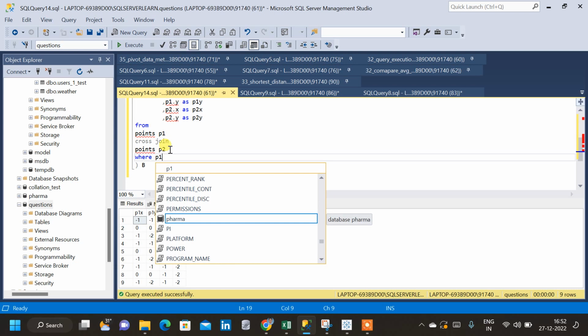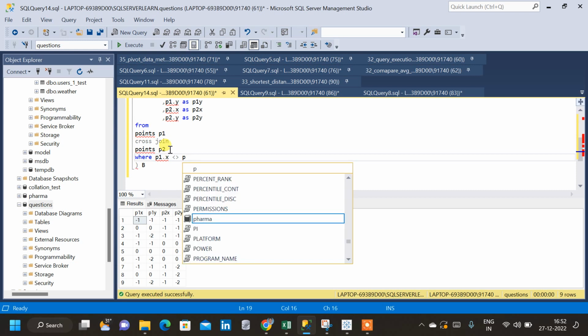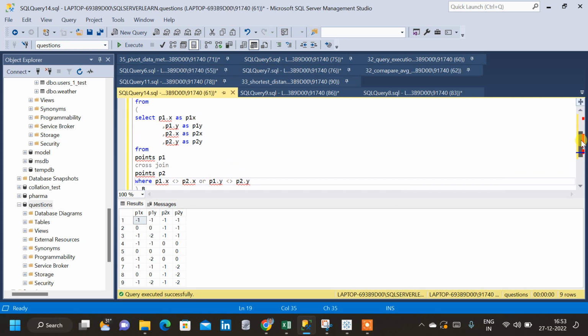p1.x not equal p2.x or p1.y not equal p2.y. Now let us run the query, the inner query or the subquery, and let us see what the subquery is giving us.